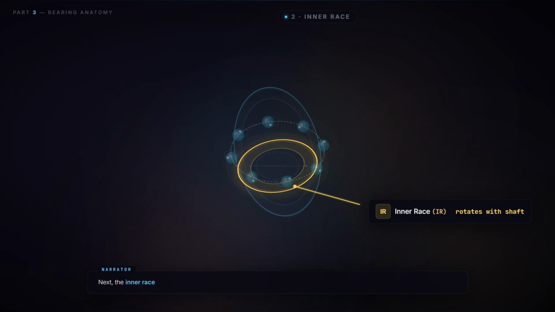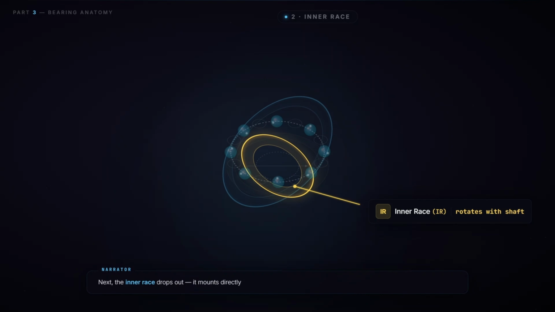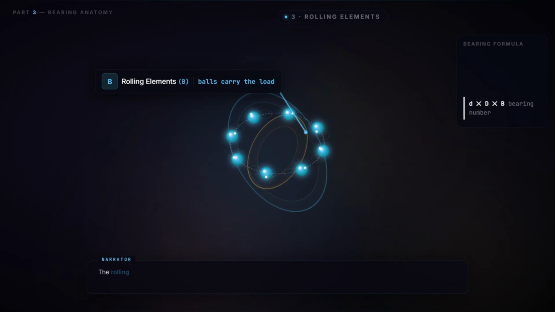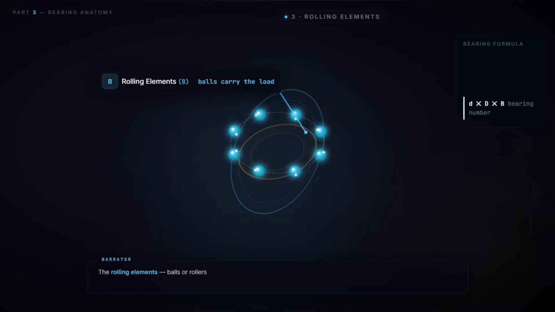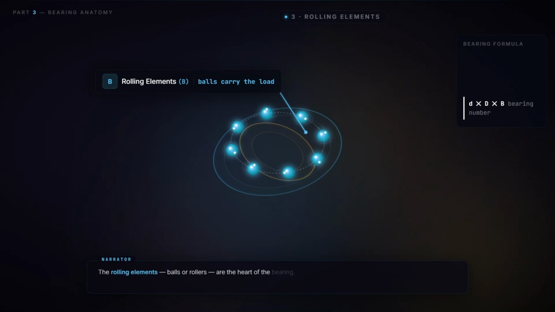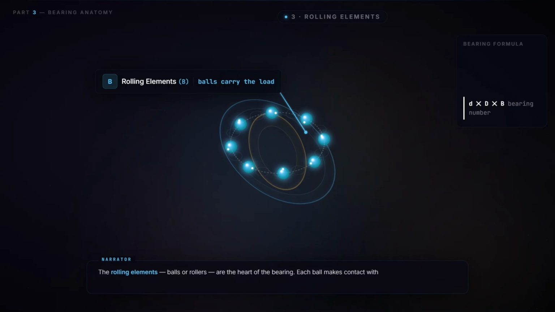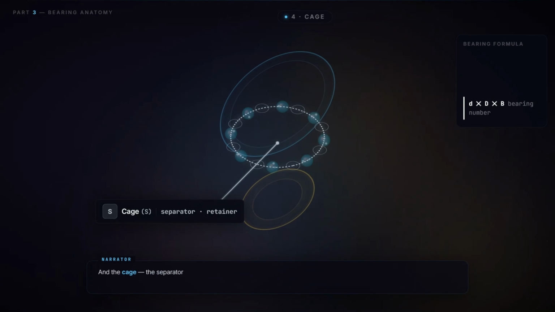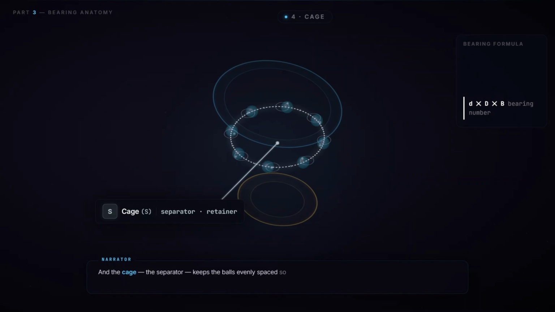Next, the inner race drops out. It mounts directly on the shaft and rotates with it. The rolling elements, balls or rollers, are the heart of the bearing. Each ball makes contact with both races and carries the load. And the cage, the separator, keeps the balls evenly spaced so they never touch.